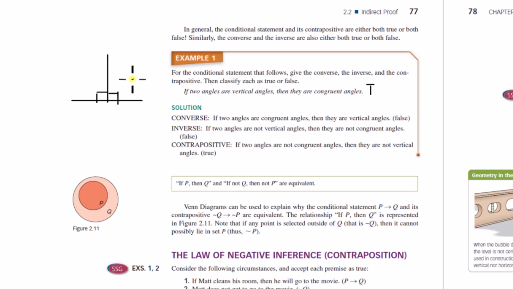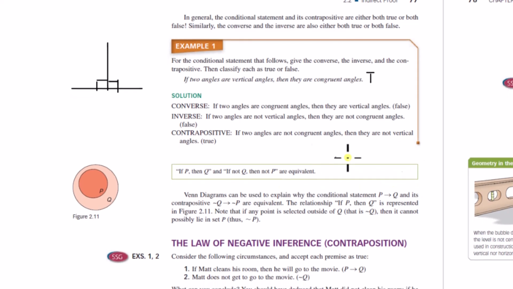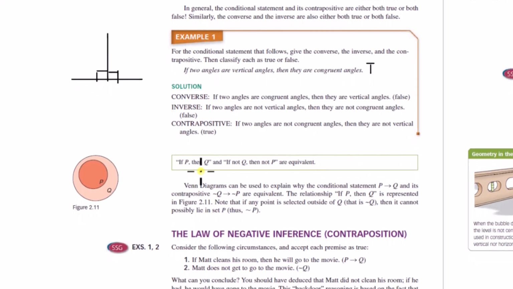Okay, now what about the contrapositive of this? If two angles are not congruent angles, then they are not vertical angles. That's true, because if two angles aren't congruent, then they can't be vertical angles. They can't be. All right? So now they make this statement here that says if P, then Q, and if not Q, then not P are equivalent. In general, the conditional statement and its contrapositive are going to be equivalent, either both true or both false.